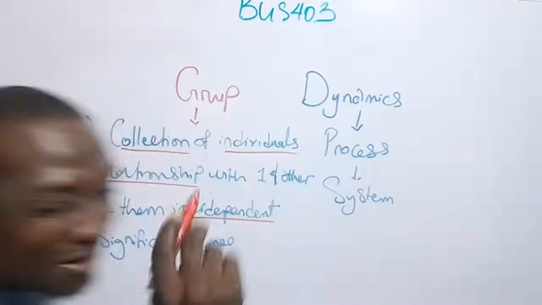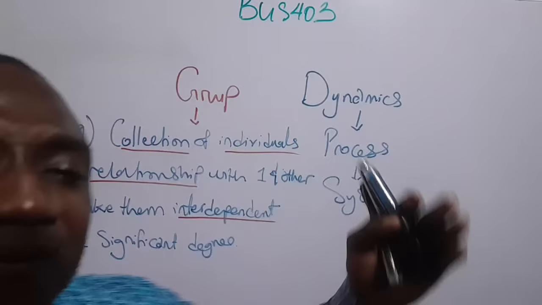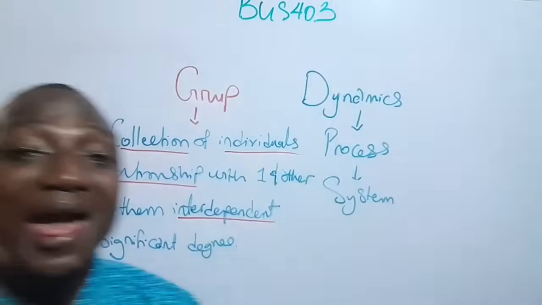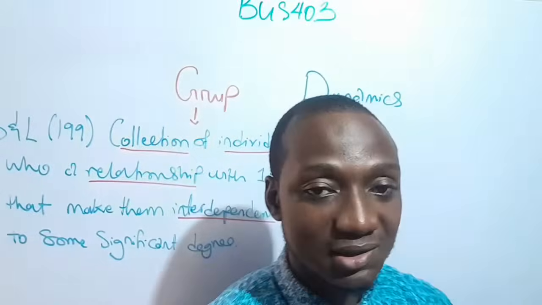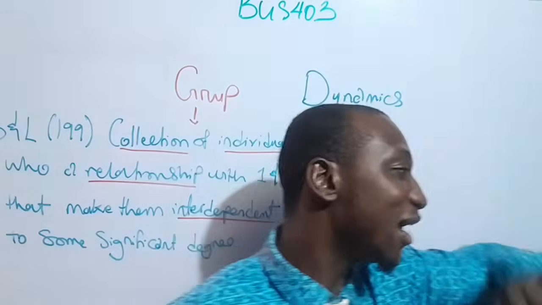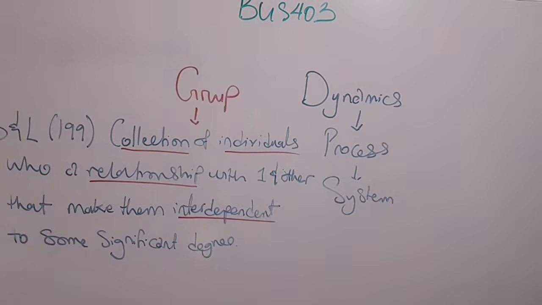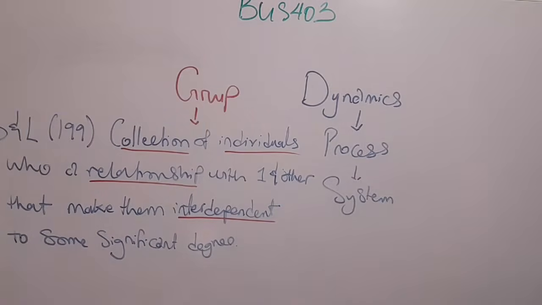So this relationship then gives the foothold to these individuals being interdependent. You are not dependent on one person, but because relationship is a give and take scenario, that means you relate with this person, hoping that there is something you both can benefit from each other. And it's not just one person, but a collection of individuals, making them interdependent.